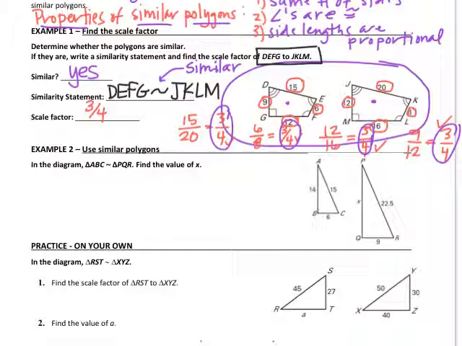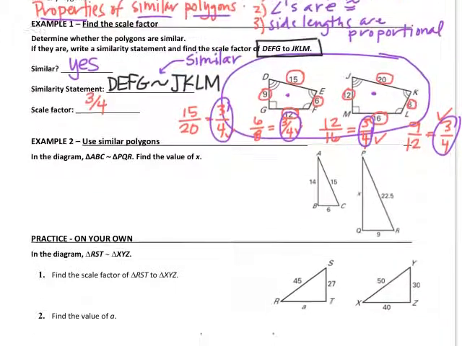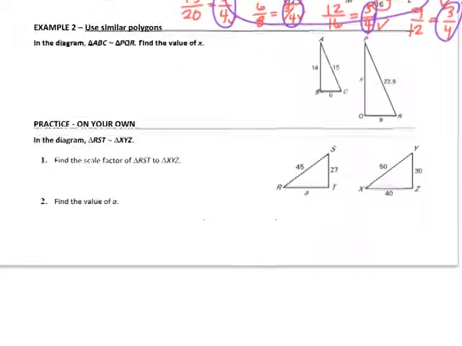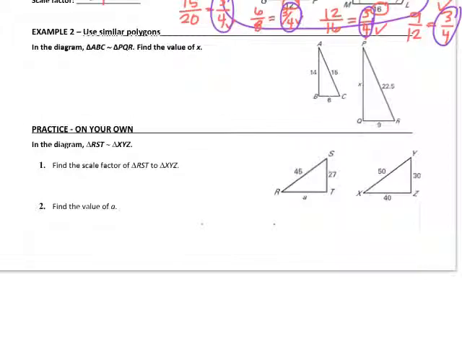All right, for example number 2, we want to use similar polygons. So we already know that these polygons are similar as it states right here. So it says triangle ABC is similar to triangle PQR, and we need to find the value of x. So they've already indicated that these two triangles are similar, and so we can use the two sides that are corresponding to find out what the scale factor is.